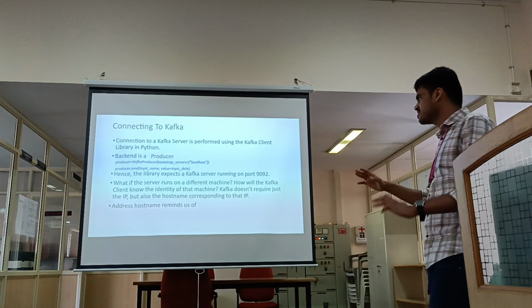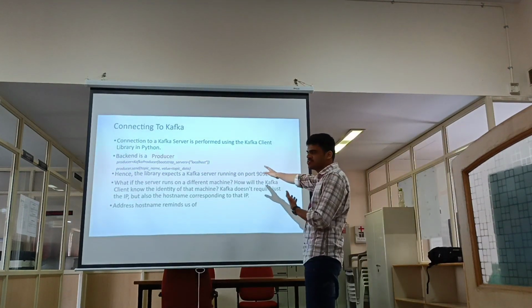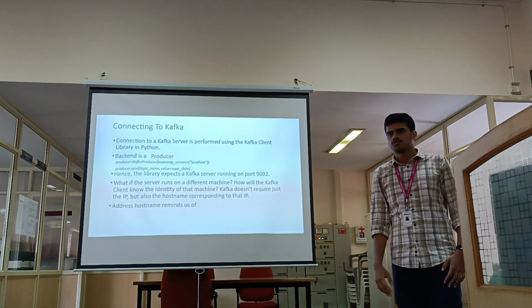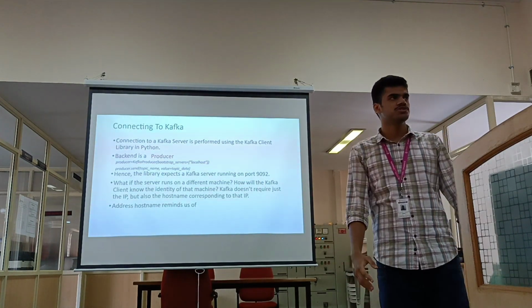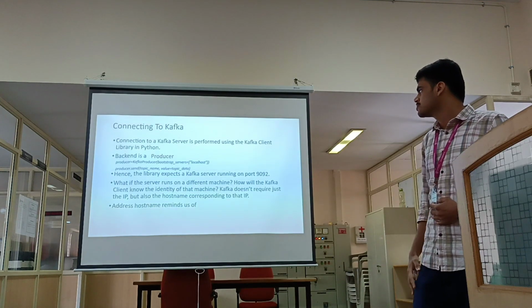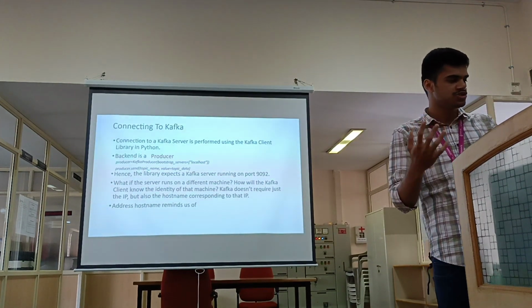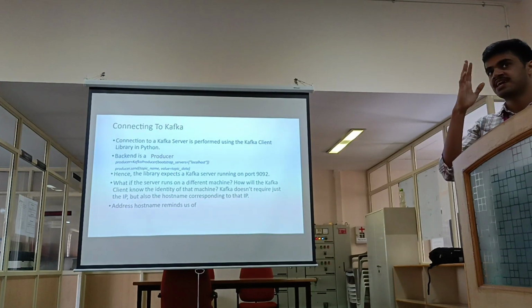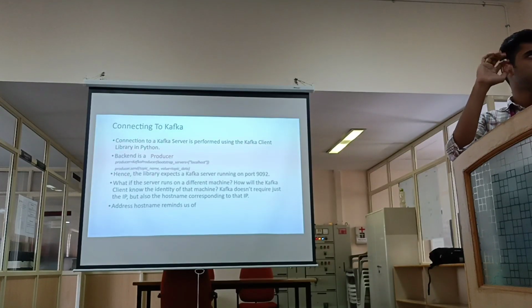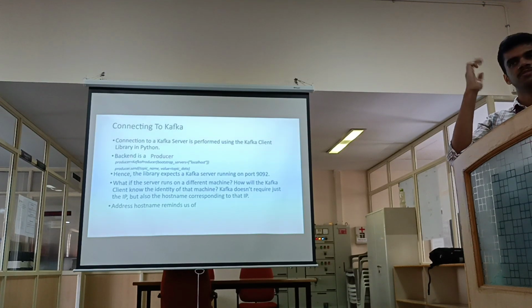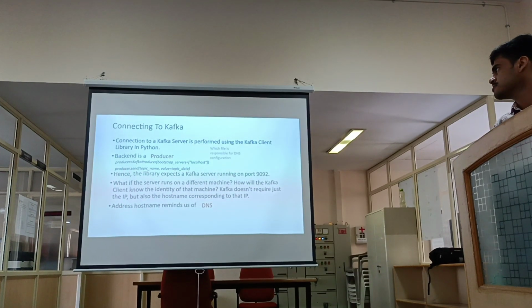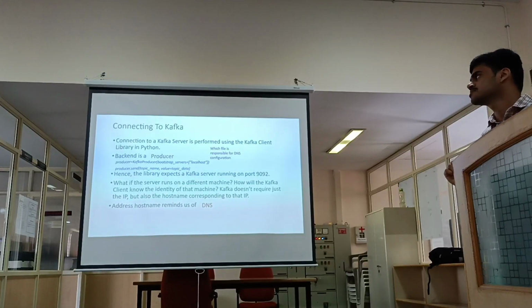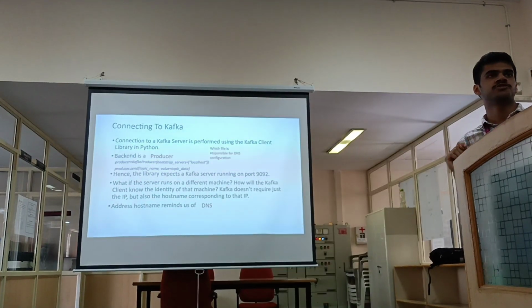Obviously this library wants a Kafka server to be running on the port, but what if that server is on a different machine? Kafka wants a hostname, but I give the IP. So how do I get the hostname using the IP? What does this concept remind us of? Address to hostname. This concept, what does it remind us of? DNS. And one more thing, which file is responsible for DNS configuration? This was there in the Docker tutorial, if you remember.